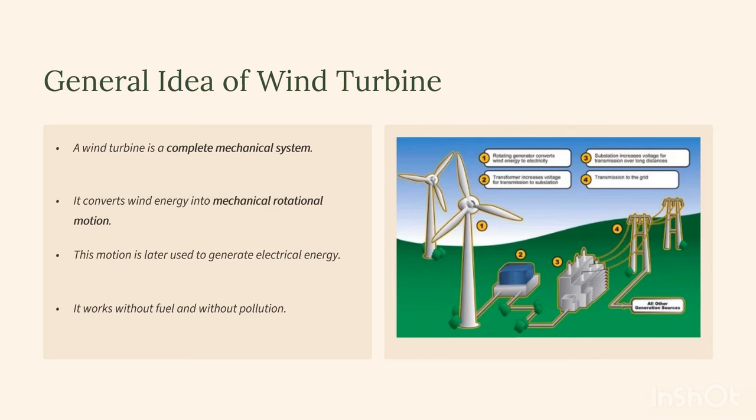Instead of allowing this energy to be wasted, the wind turbine uses a mechanical system to transform wind motion into rotational motion. This rotational motion is the main mechanical output of the system and is later used to generate electrical energy. Wind turbines operate without fuel and do not produce harmful emissions, which makes them a very important solution for clean and sustainable energy production.